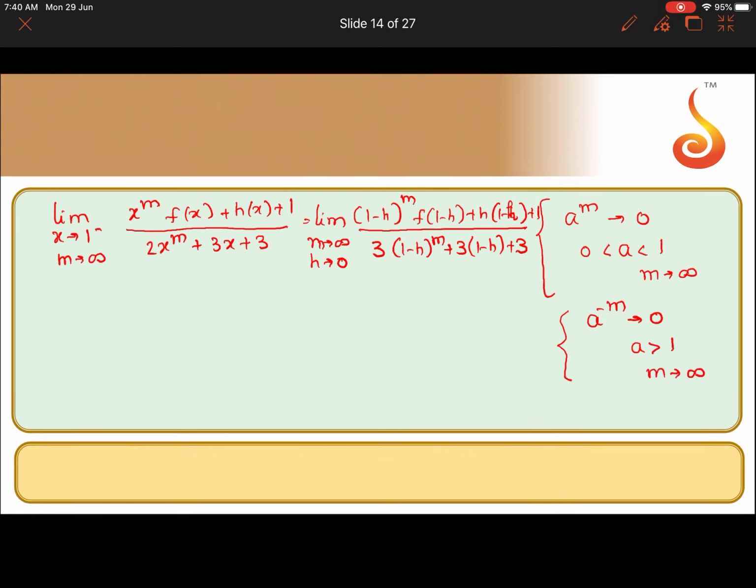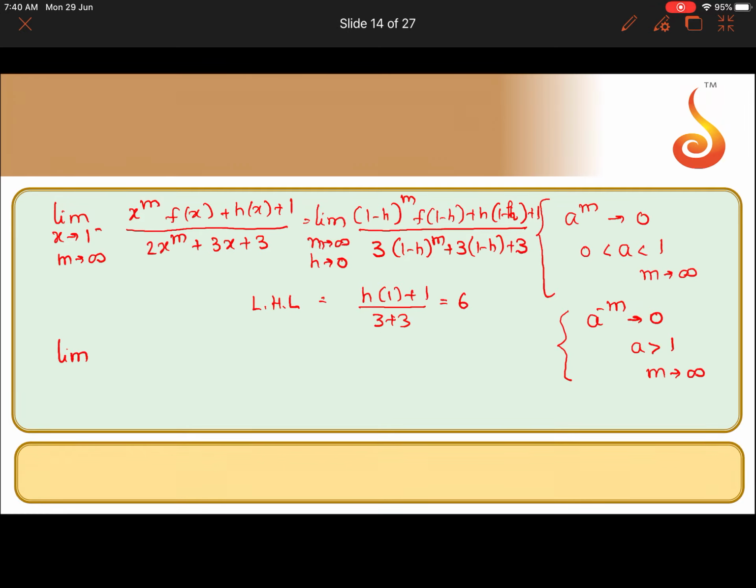So what happens as this is the fraction? So you get h1 plus 1 divided by 3 plus 3 which is equal to 6, because x to the power m becomes 0. So this we got as the left hand limit. This is the left hand limit.